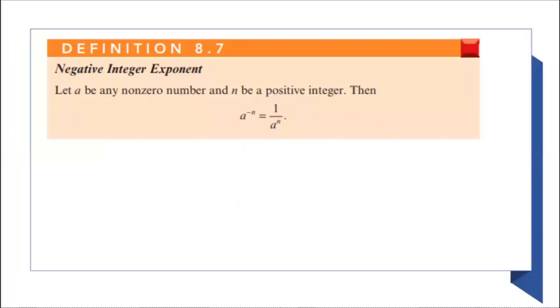So negative integer exponents, by definition: let A be any non-zero number and N be a positive integer. Then A raised to negative N is equal to 1 over A to the N. Lagyan natin ito ng particular value. So, let's say meron tayong A raised to negative 4. Ibig sabihin nito, pwede siyang mag-result ng 1 over A to the positive 4. Yan, base doon sa ating definition.